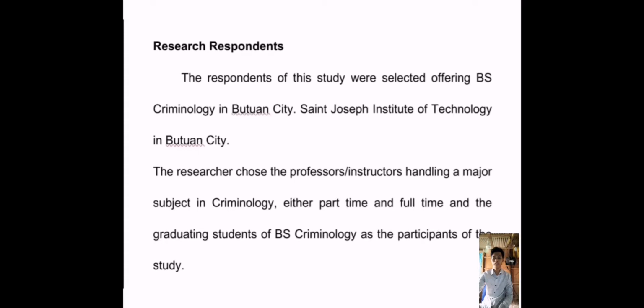Research respondents. The respondents of the study were selected from those offering BS Criminology at St. Joseph Institute of Technology in Butuan City. The researcher chose the professors and instructors handling a major subject in criminology, either part-time or full-time, and the graduating students of BS Criminology as the department participants of the study.